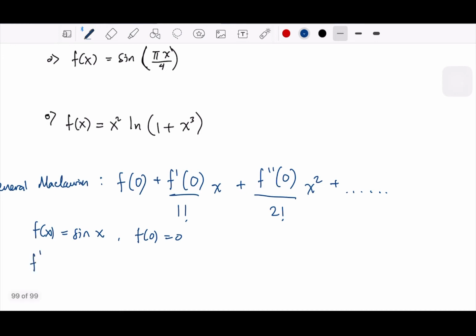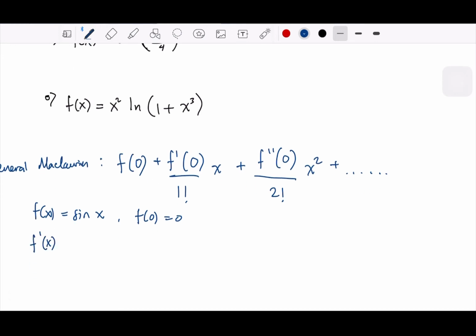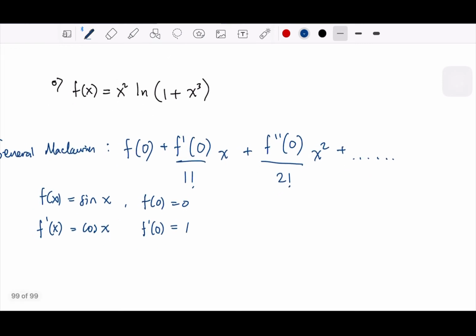The second one is the derivative. The first derivative, this is cos x, and f prime of 0 is 1. And the second derivative, you get negative sine, and it's also 0. Third derivative, it's becoming negative cos x, which is going to be negative 1.